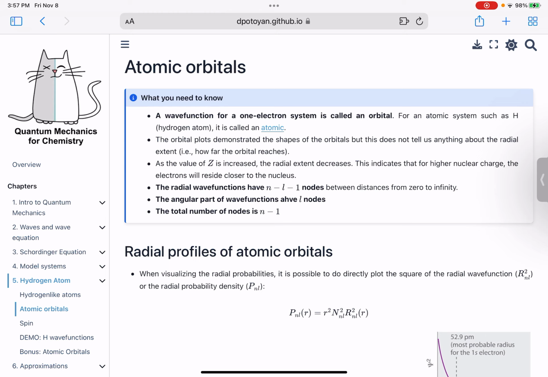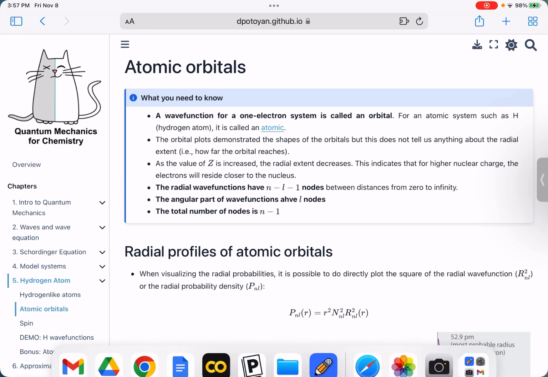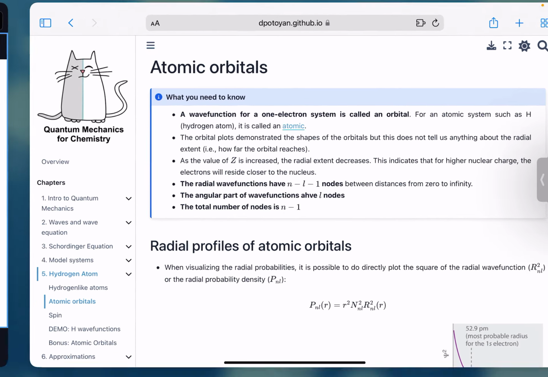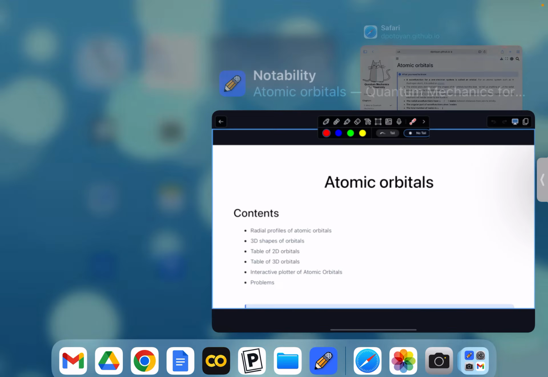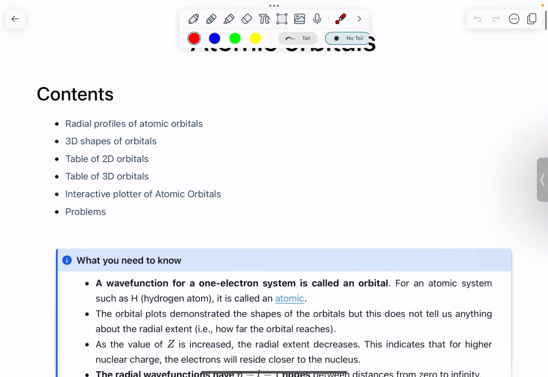All right, so we're gonna go over these atomic orbitals, and we have a couple of interesting concepts coming up. I'll be using my notes, going back and forth between the website and my Notability app. So let's shift to there.